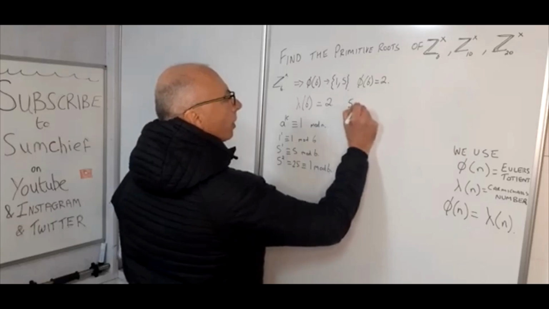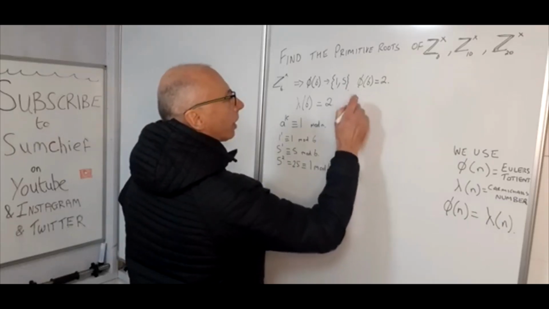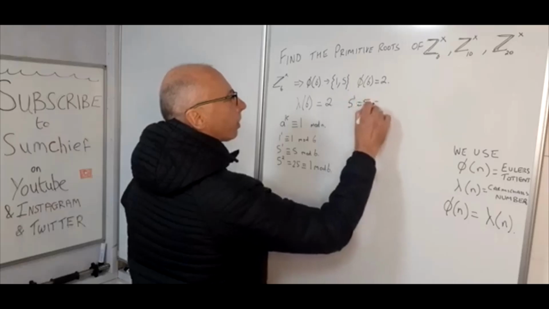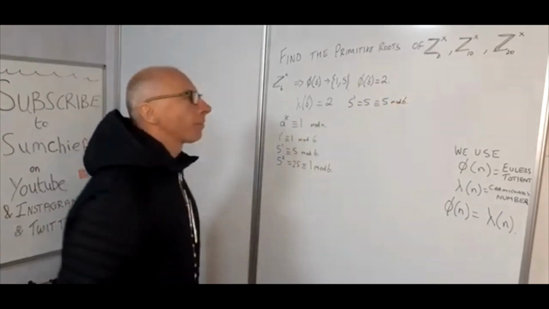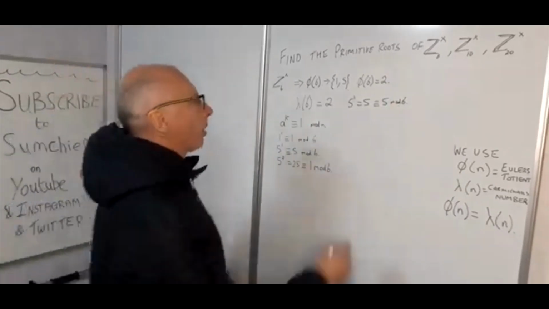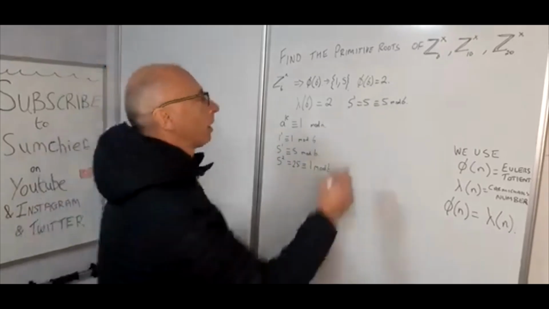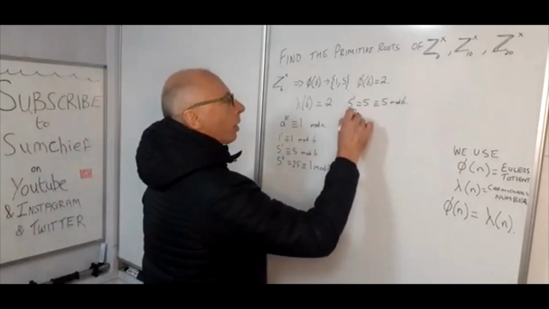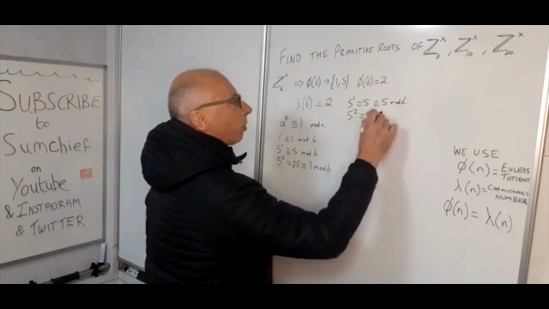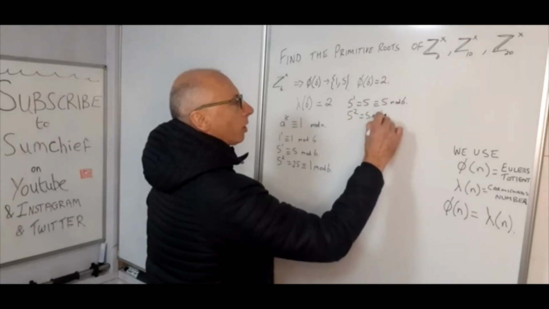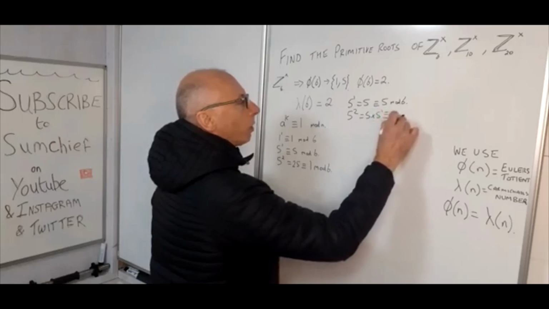So 5 to the 1 equals 5, which is congruent with 5 mod 6. And now we raise it to another power. It seems very much similar to here, but this is what we need to do here. 5 squared equals 5 times 5 to the 1, which is congruent to 1 mod 6.